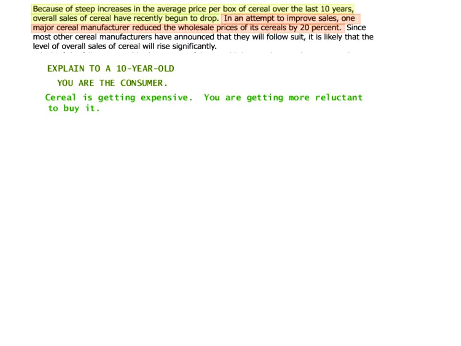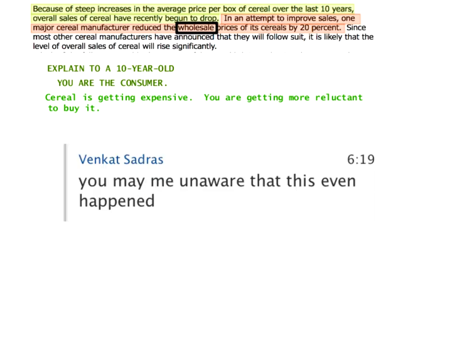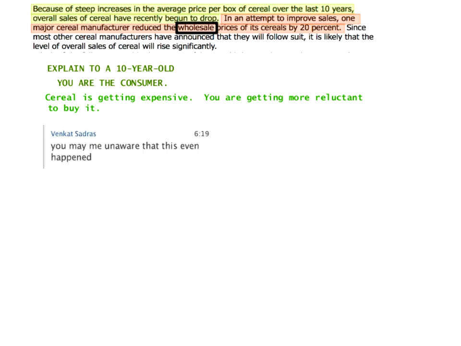It doesn't mean the cost of cereal decreased, though. Remember, you're the consumer. You have to read this more carefully. It doesn't mean that, and it doesn't mean that either. You guys are not reading this carefully enough. There's this word here, which, aha, there we go. Venkat in the chat box captures the idea here. Wholesale is not something you pay because you are the consumer. I like the way Venkat wrote this in the chat box.